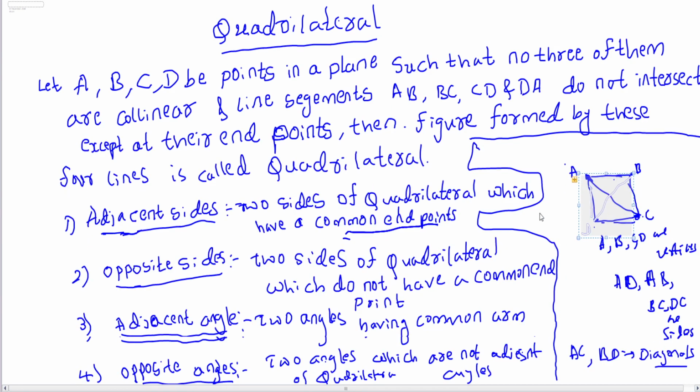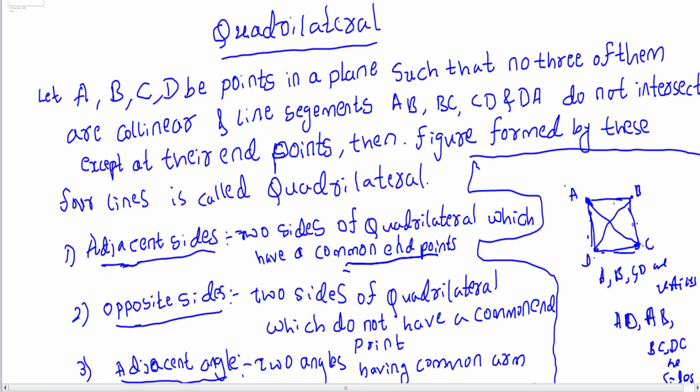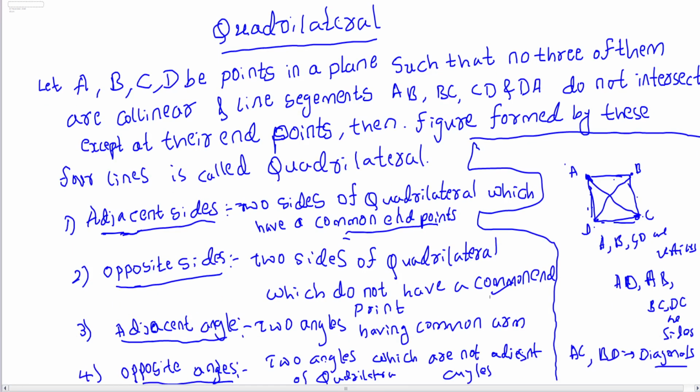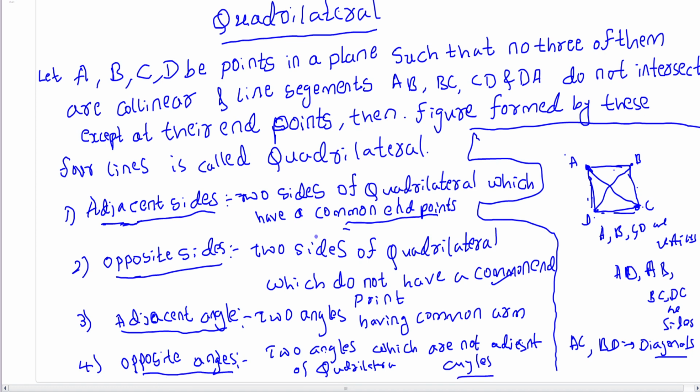Then what are the opposite sides? AD and BC are opposite sides, which do not have a common endpoint. We can see it easily with an example. Two sides which do not have a common endpoint are called opposite sides. Now adjacent angles: D and C are adjacent angles, which have a common arm. Therefore they are called adjacent.